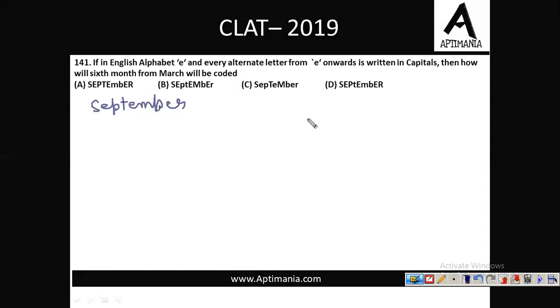Further, every letter starting from E. Now, the position of E is 5. So every alternate letter starting from E means the letters at odd positions: 7, 9, 11, and so on. At position 7 the letter is G, for 9 it is I, and so on. So what we need to do is code them in capital.